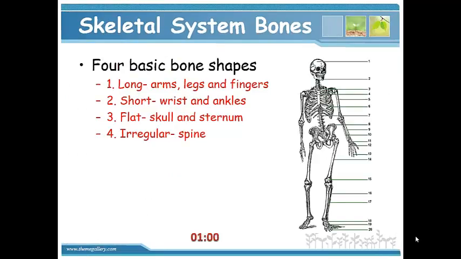Now we're going to learn about the four basic shapes of bones that we'll see inside the skeleton. First one is long: arms, legs and fingers have long bones, and there are short ones in the wrist and ankles. The flat bones include the skull and sternum. Irregular shape is seen in the spine.